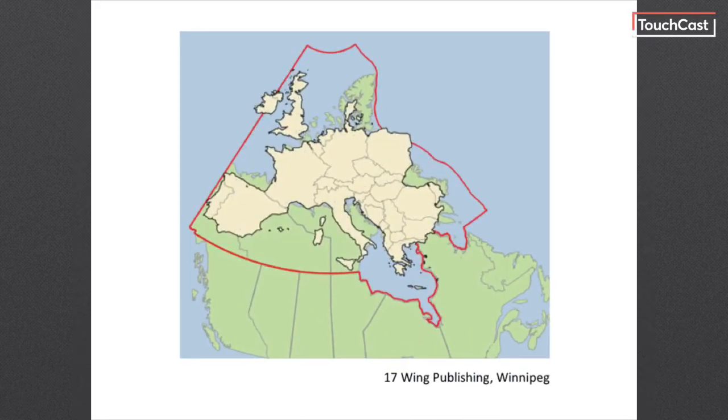And that can be illustrated with comparisons like these. This map shows a map of Canada with a map of Western Europe, Eastern Europe, Central Europe and the Balkans superimposed on it. And as you can see, the entire territory of this European space would fit into Canada's north. So it's a very large physical area that we're talking about.